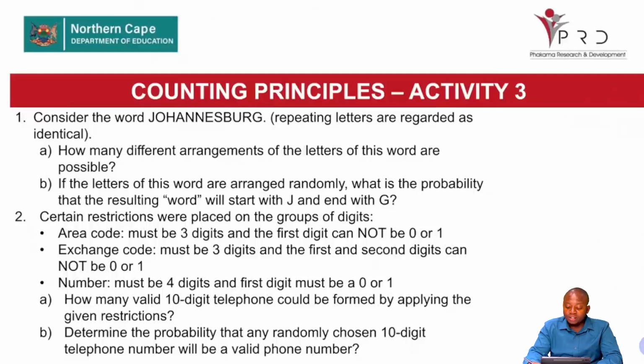Right, welcome back, grade 12s. Now let us discuss the solutions to this activity number 3. We are told to consider the word Johannesburg. The repeating letters are regarded as identical. Very important. How many different arrangements of the letters of this word are possible? If the letters of this word are arranged randomly, what is the probability that the resulting word will start with G and end with J?